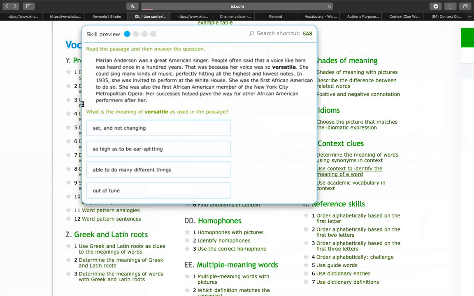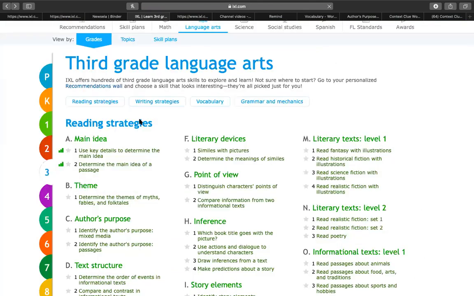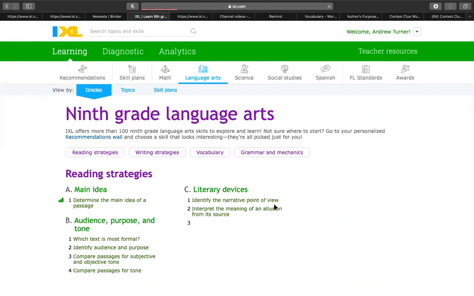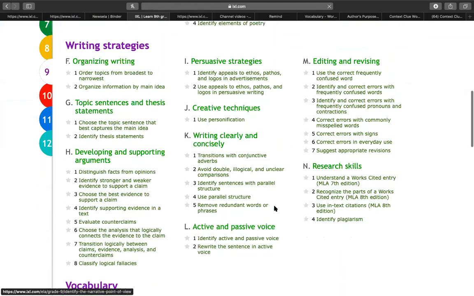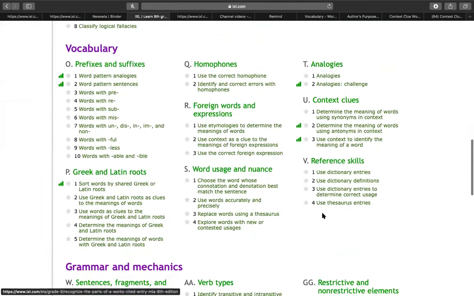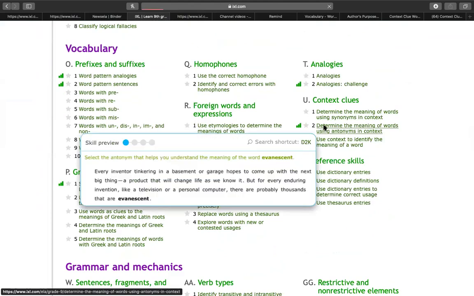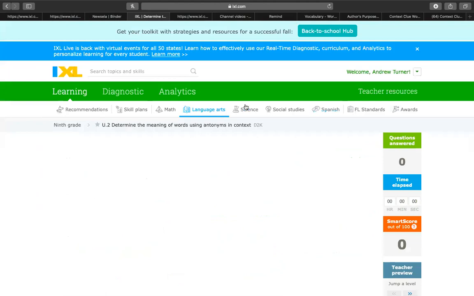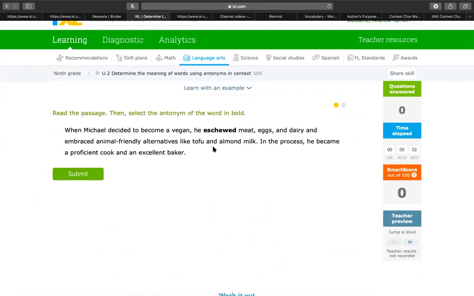All right, so when we look at that same section at the 9th grade, it's going to look a little bit different. The context clues, obviously the vocabulary is going to be a little more in depth, like this word eschewed, all right? Things like that are going to be a little more difficult. So, let's try to do one.